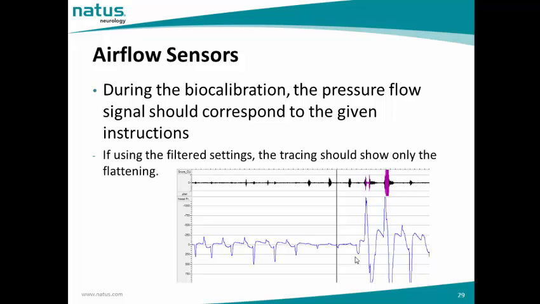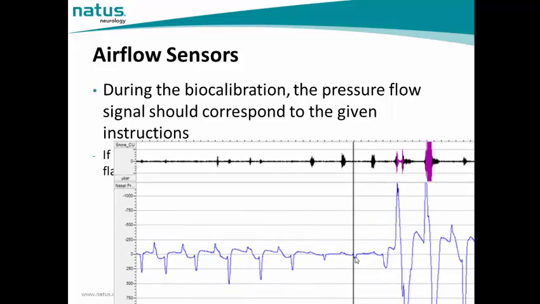If we set filters for the nasal pressure, the tracing should show only the flattening. This is the same example that I showed you in the previous slide. Filters were applied. Low frequency filter was 0.1. High frequency filter was 15. If you look at the snore channel, here we have series of snoring. If we look at the nasal pressure signal, it shows only the flattening, no snoring clusters over the inspiratory portions.